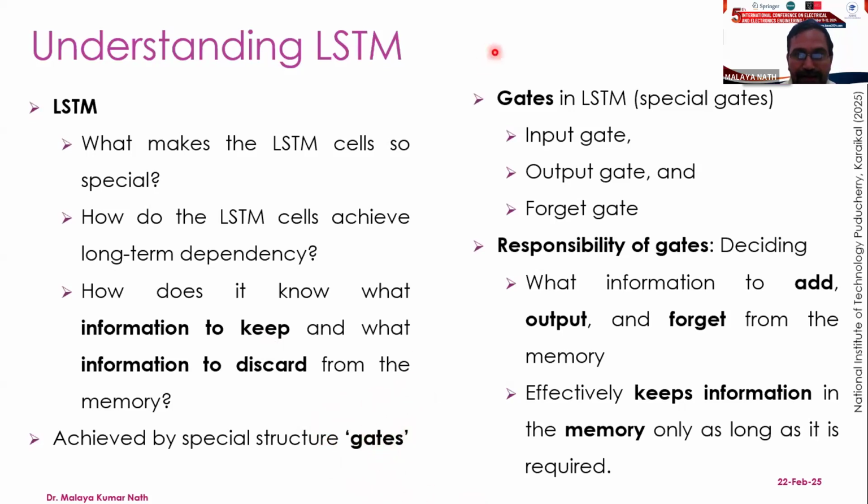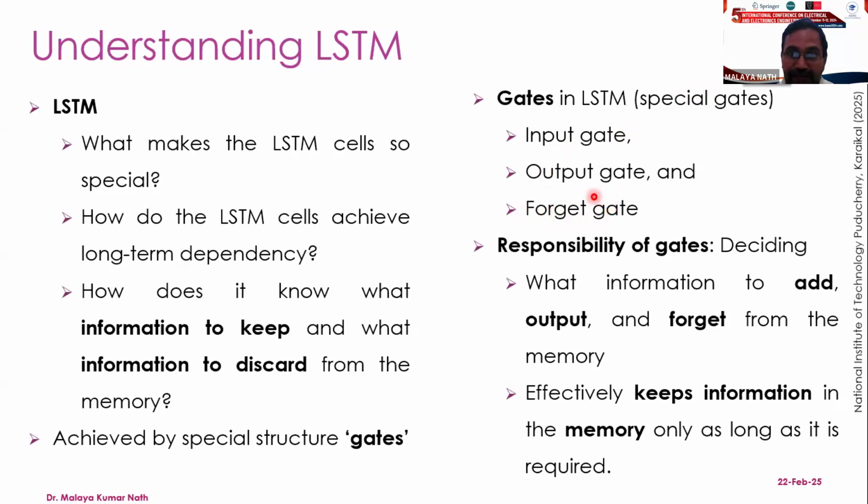What are these gates? The gates in an LSTM are known as the input gate, output gate, as well as the forget gate. We'll discuss each individual gate and its importance in an LSTM in deciding or predicting the blank. So what is the responsibility of these gates? It is the responsibility of the gates to decide what information to add, what information to forget, and what information to keep in the memory. So there are three types of gates in an LSTM: the input gate, output gate, as well as the forget gate.